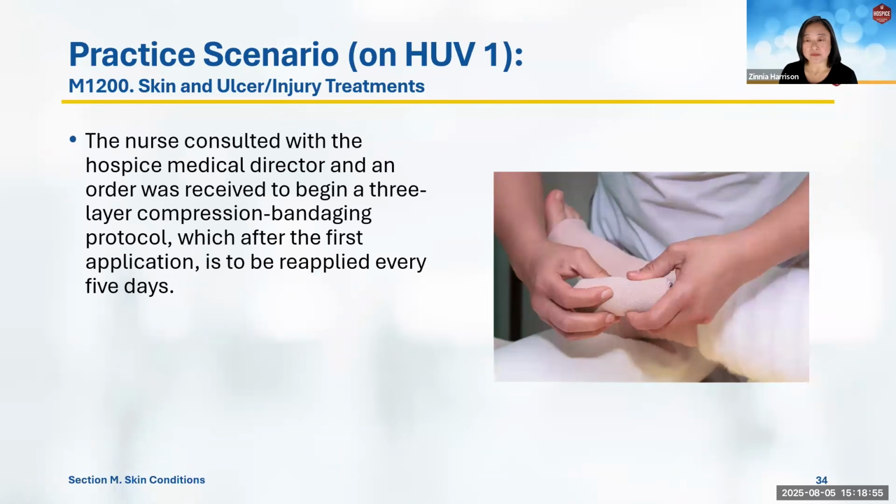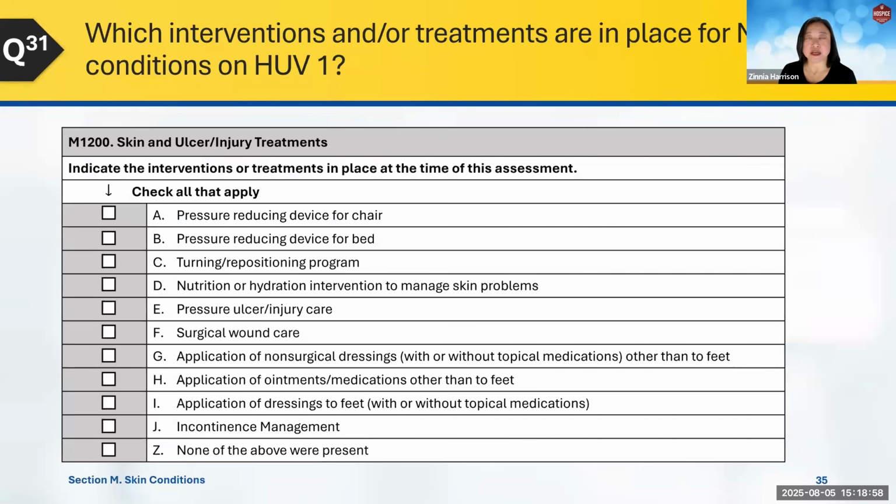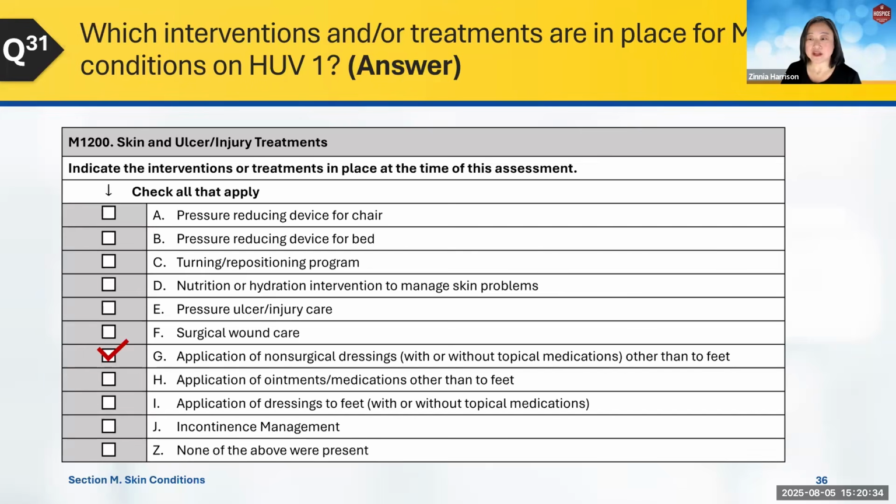So for the next poll, based on what you just heard, which interventions and/or treatments are in place for Mr. A's skin conditions as of the HUV1 assessment? Note that what you'll see on the slide does not match the poll. Again, the poll did eliminate a few wrong options, but the correct answer is on that poll. So the correct answer is G, application of non-surgical dressing with or without topical medications other than to feet. This is because the patient had a treatment ordered by the hospice medical director for his venous ulcer, which included the application of a compression bandage to be reapplied every 5 days.